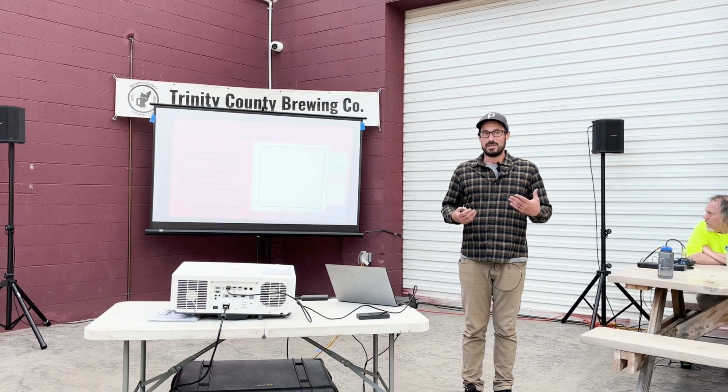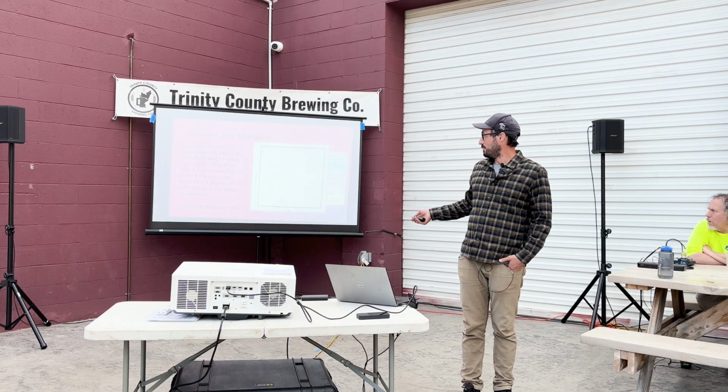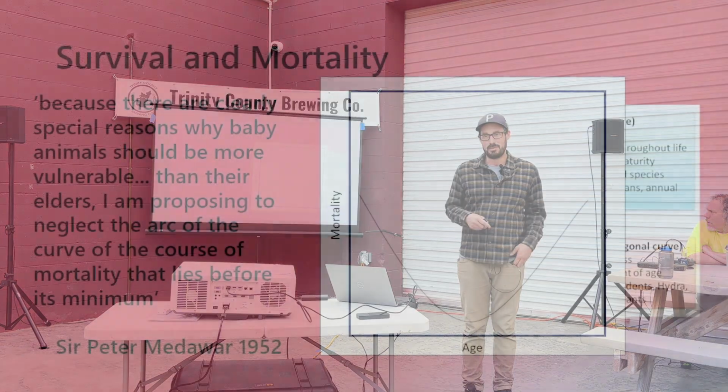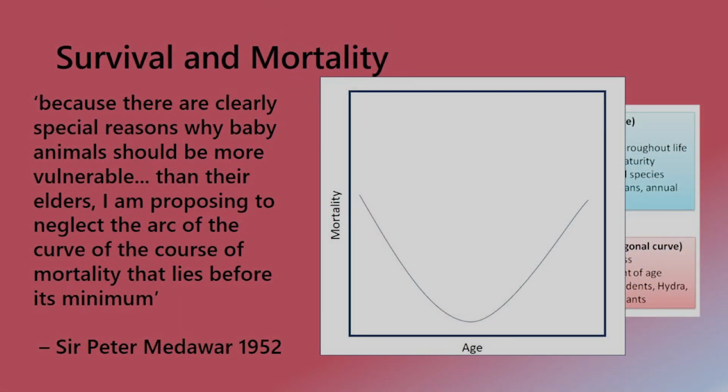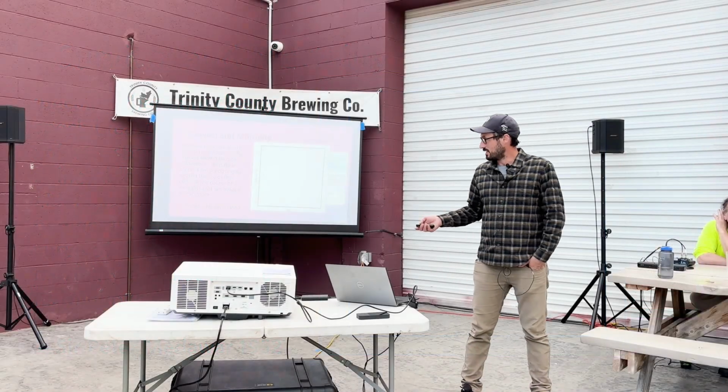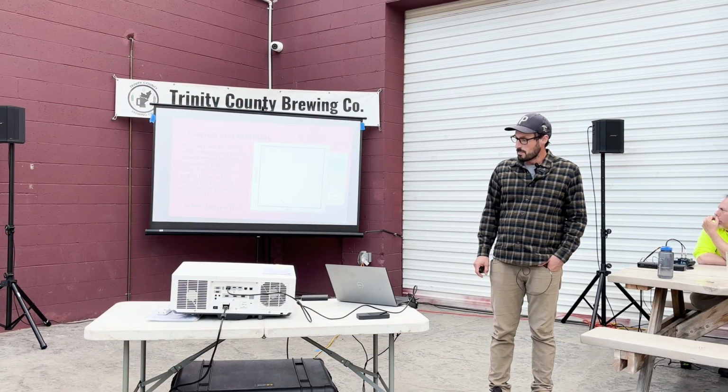From what I could find, the reasoning for this stems back to special reasons why baby animals might die, right? It was just kind of a given that young animals die early. We really don't need to look into it. It's just kind of a fact of life. So let's start from once mortality kind of levels out, and we'll go from there, like we see in this quote from the 1950s.